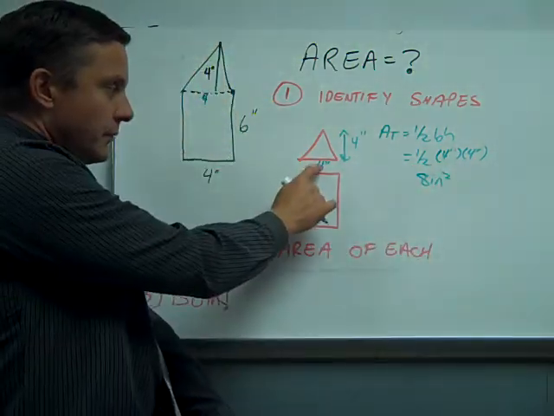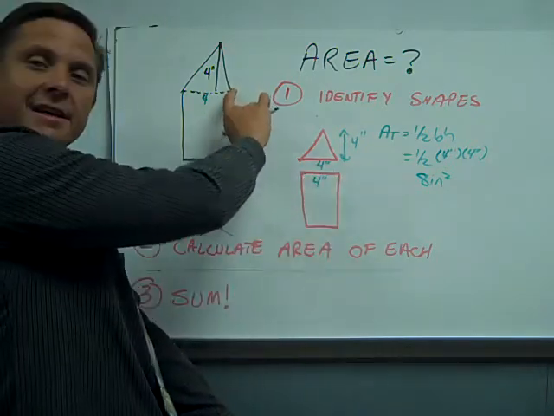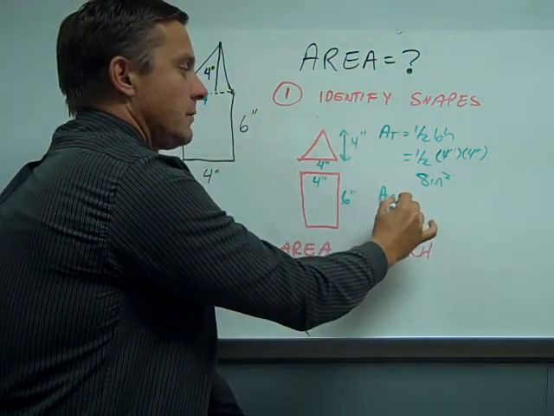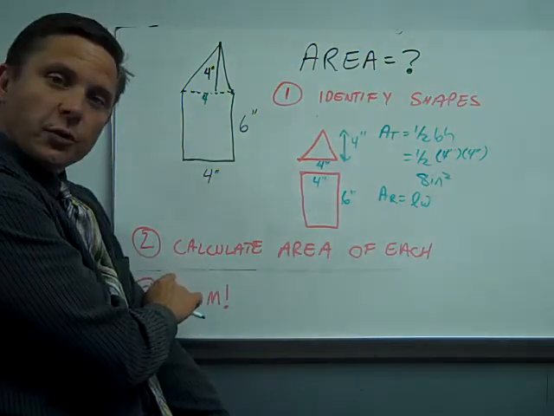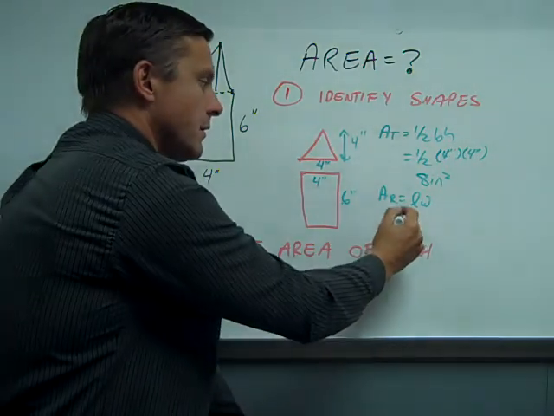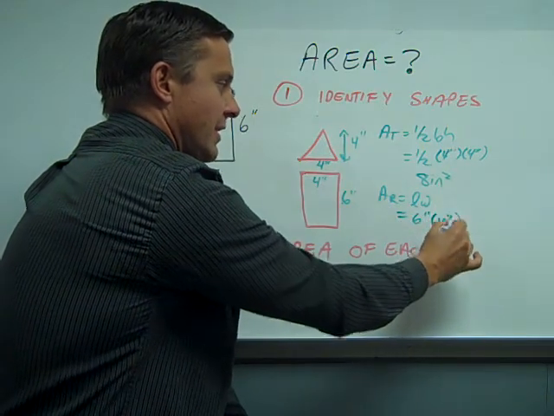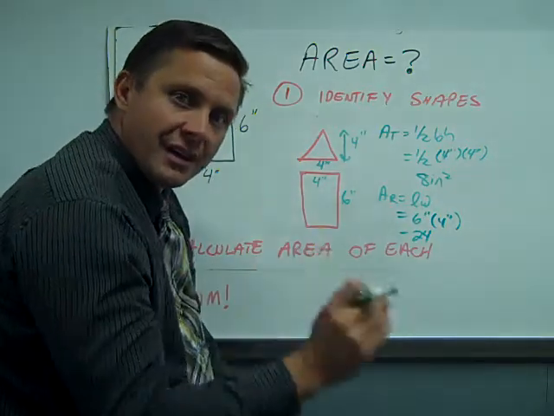The rectangle is going to have the same width, 4 inches, and its height on the board is shown as 6 inches. Area of a rectangle equals length times width. And this is what we're doing. We're doing step 2 right now. We're calculating the area of each. 6 inches times 4 inches. 6 times 4 is 24. Inches times inches, inches squared.